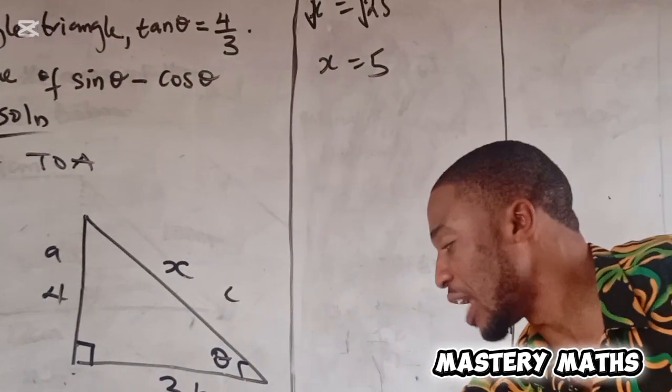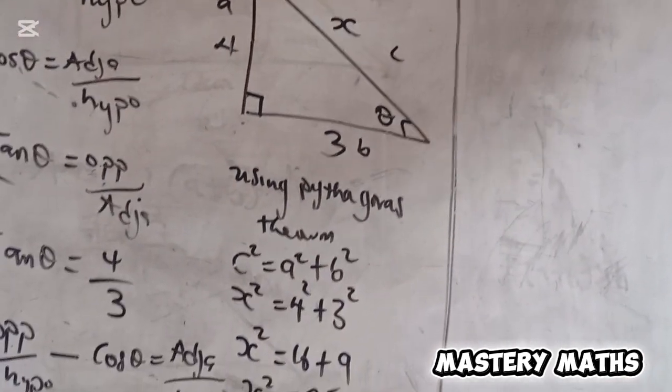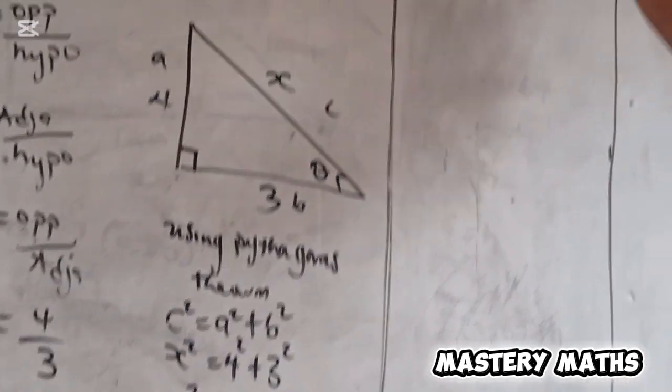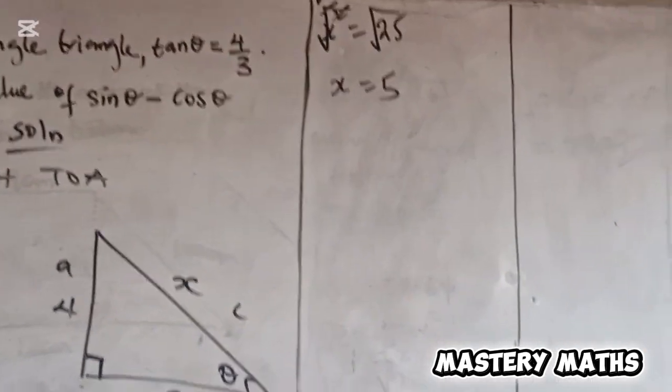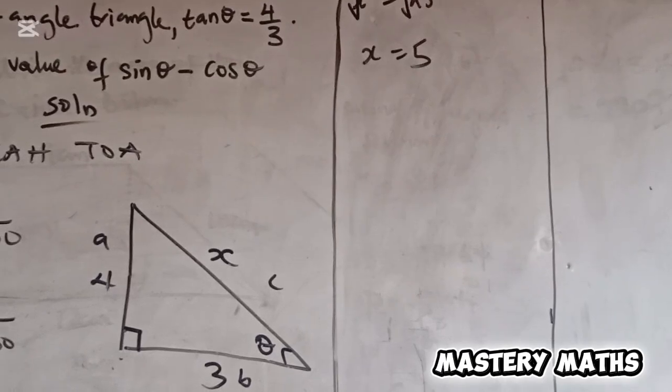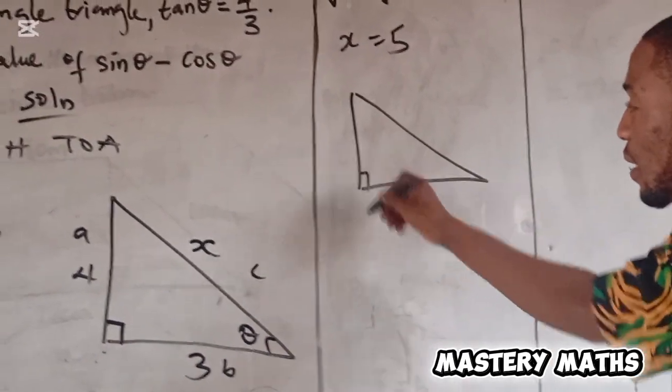Because here we want to look for the x. So the value of x you bring up here, you square root both sides. The square root cancels the square on top. Your x is alone. Now the square root of 25 is 5. Now if you watch, we've gotten our x. Our x is 5. Now if I'm to redraw this, it will look like this.